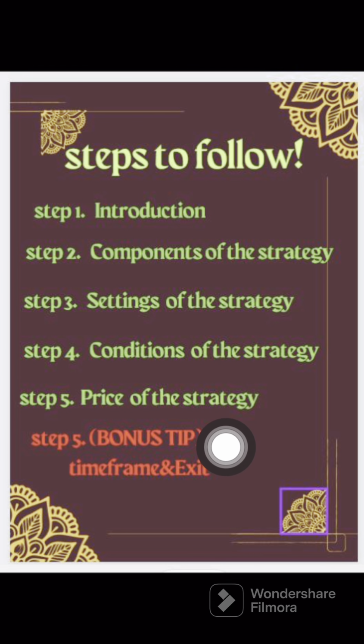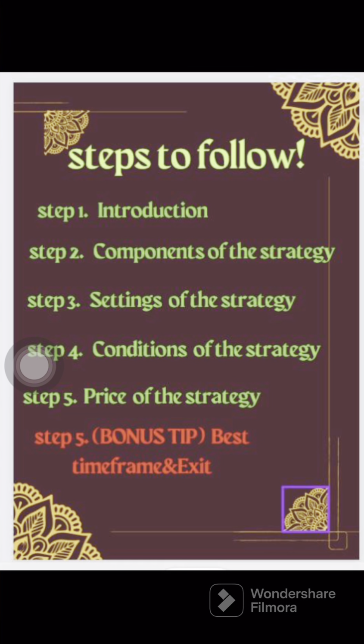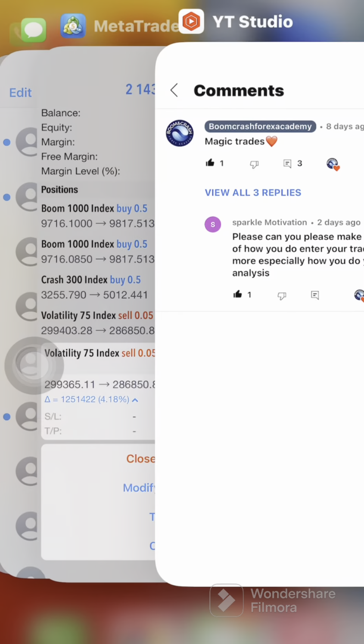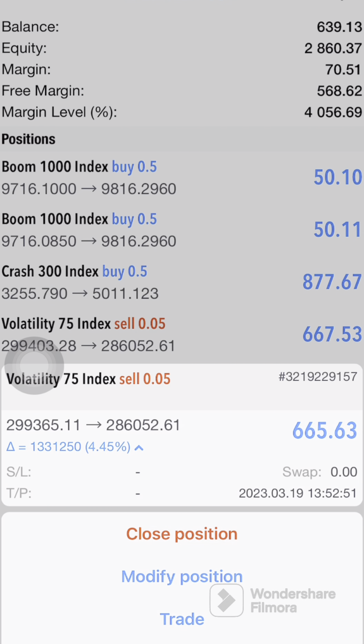Step 5, price action of the strategy. It should be price action, not price. This is a free strategy, I'm giving it out for free. What you need to understand is that whatever trading system you are using, as far as you are adopting this volatility 75 index sniper entry strategy, you must make sure your higher time frame is confirmed by price action before you execute your trades.